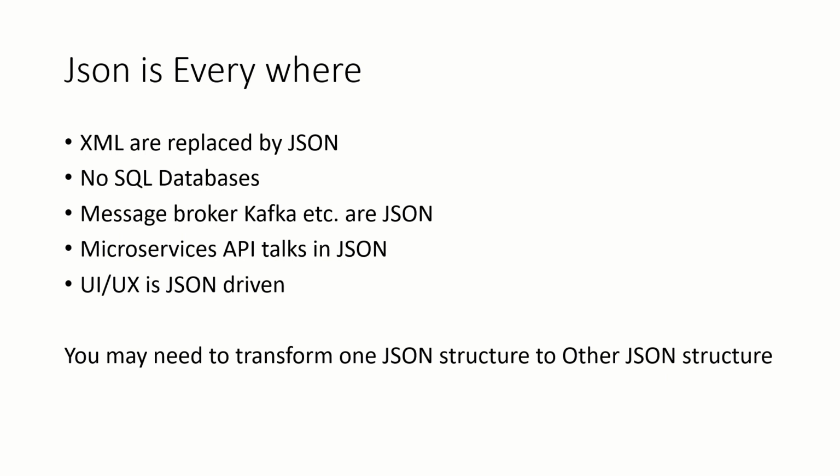JSON is everywhere. XML is replaced by JSON. NoSQL databases are all JSON. Message brokers like Kafka use JSON. Microservices talk in the form of JSON. UI/UX takes all JSON format objects, and you will most likely need to transform one JSON structure into another JSON structure.